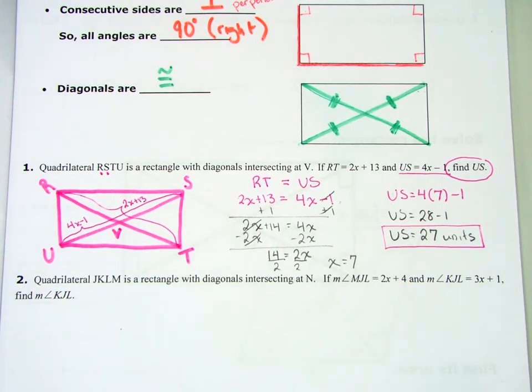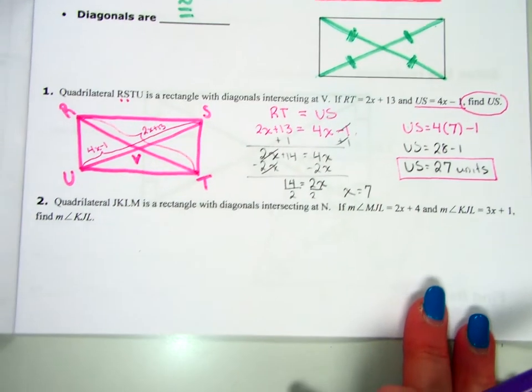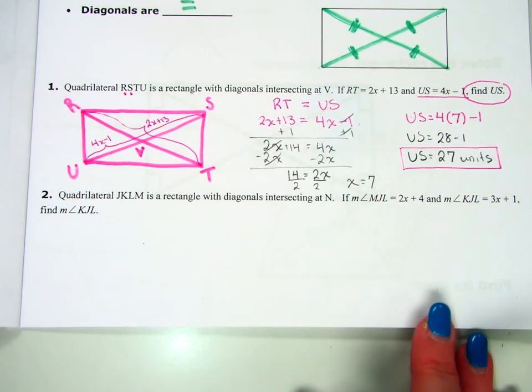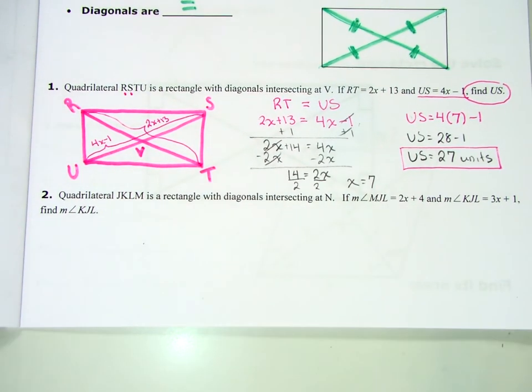Questions on number 1? Okay, let's look at number 2. Quadrilateral JKLM is a rectangle with diagonals intersecting at N. If the measure of angle MJL is 2x plus 4, and the measure of angle KJL is 3x plus 1, find the measure of angle KJL.